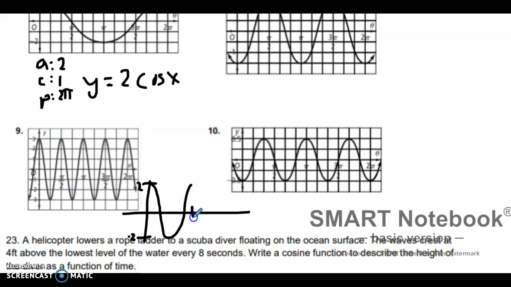One complete period would be 8 seconds. So that's where the 8 would go, right there, 8 seconds. So you know the amplitude. Amplitude is 2. The cycle is 8 seconds. So you should be able to write the equation with that much information.